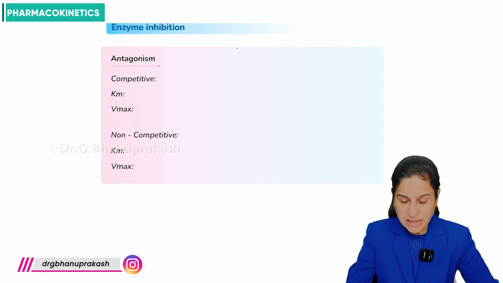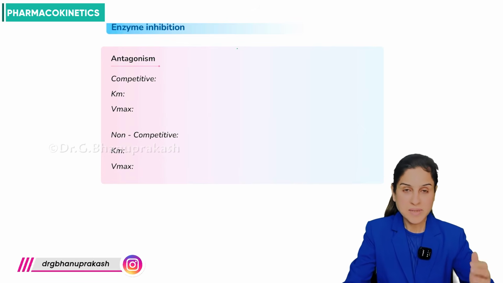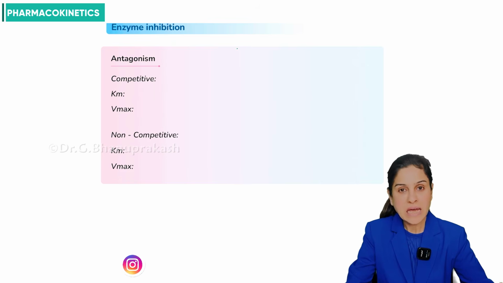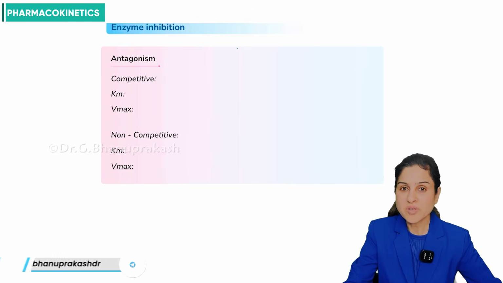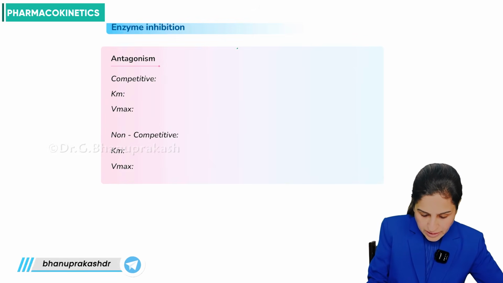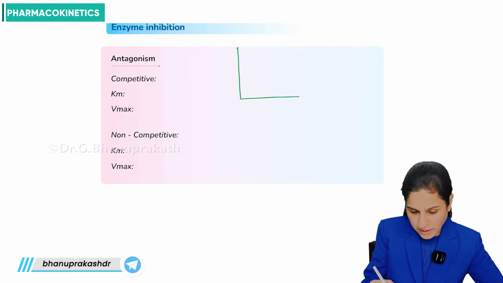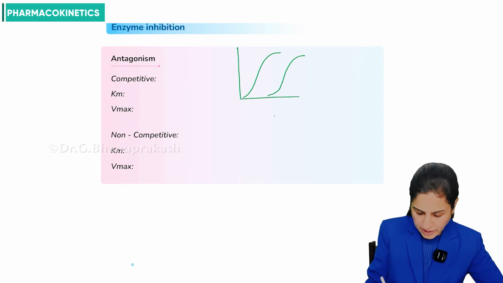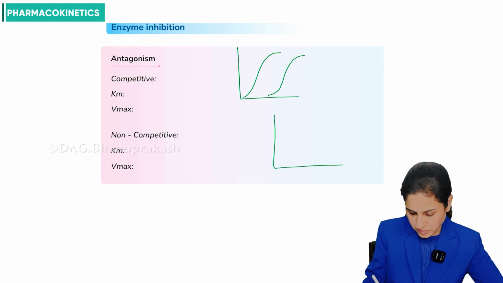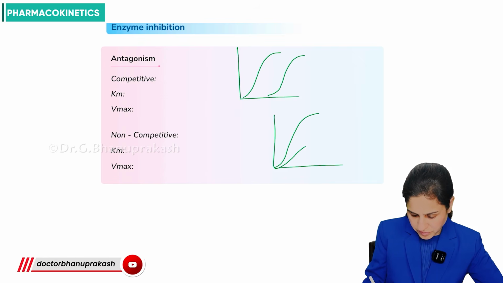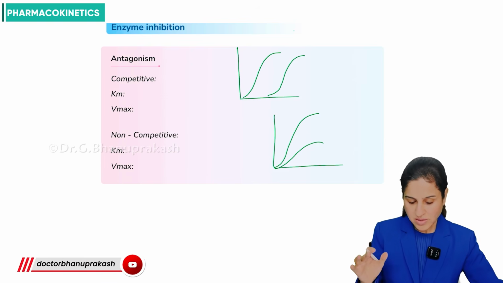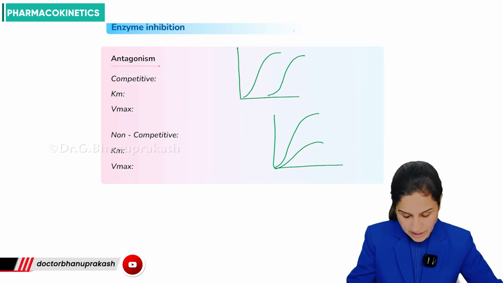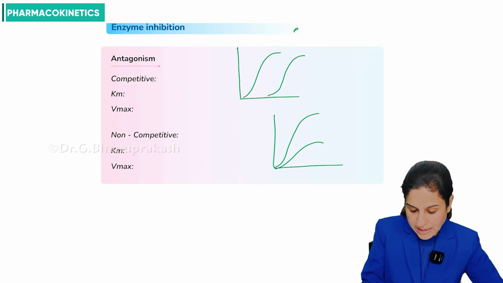Now, in enzyme inhibition, you're often asked in the exams. They give you a graph. It can be an image-based question, and then you're asked to identify what type of enzyme inhibition this is, right? There can be two types of graphs. One where the lines are parallel to each other, and in the other it can be a downward shift, right? In both cases, you have to identify the type of antagonism. We are talking about enzyme inhibition here.